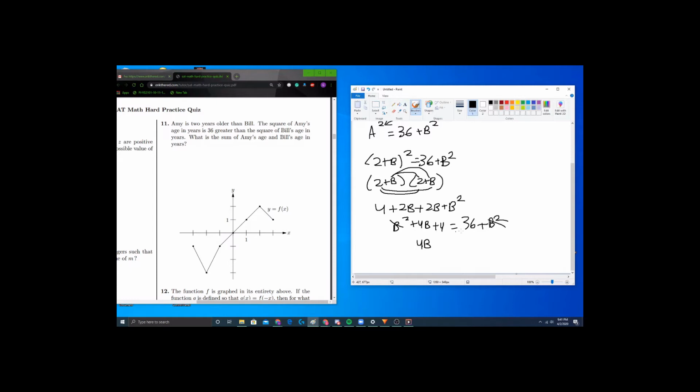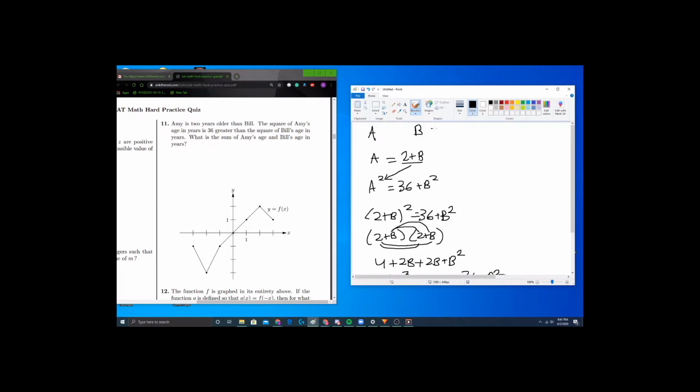Get our B on one side of the equation. We have a 4 here, minus 4. For B, B is going to equal 8. So we know that B is equal to 8. Let's put B back into our first equation here. A is going to equal 2 plus 8, which is 10. So A is equal to 10.